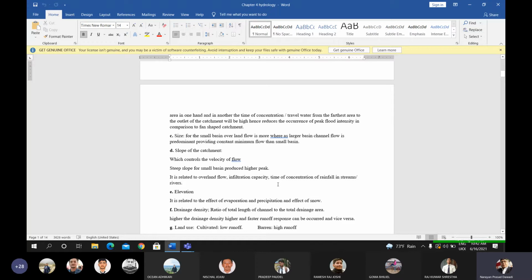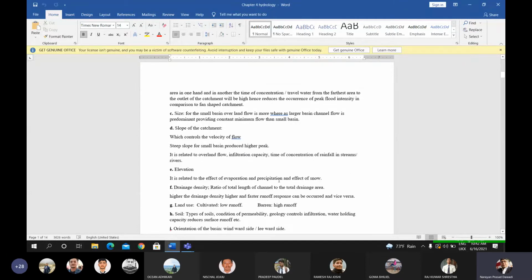According to the slope, and the slope also helps to determine what type of flow is predominant in the basin. Whether the flow will be overland flow, whether the flow will be infiltrated into the soil, whether the soil's infiltration capacity will be increased or decreased, whether the time of concentration will be high or less, is determined by the slope of the catchment.